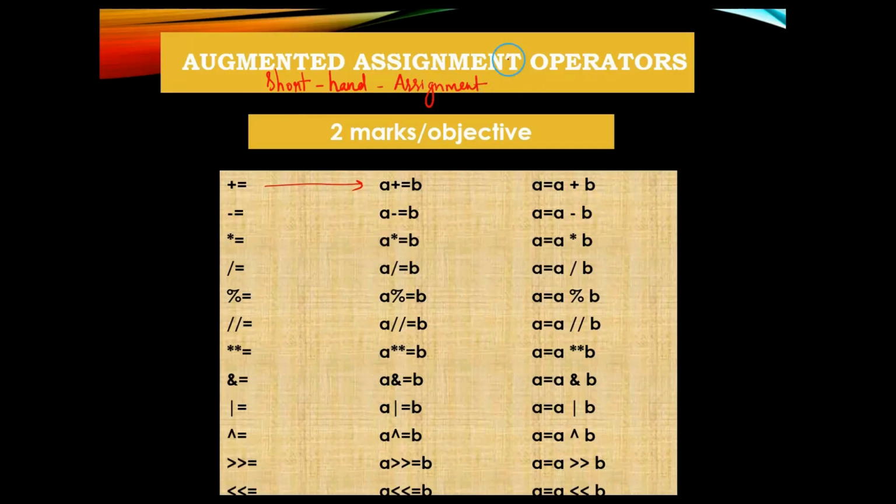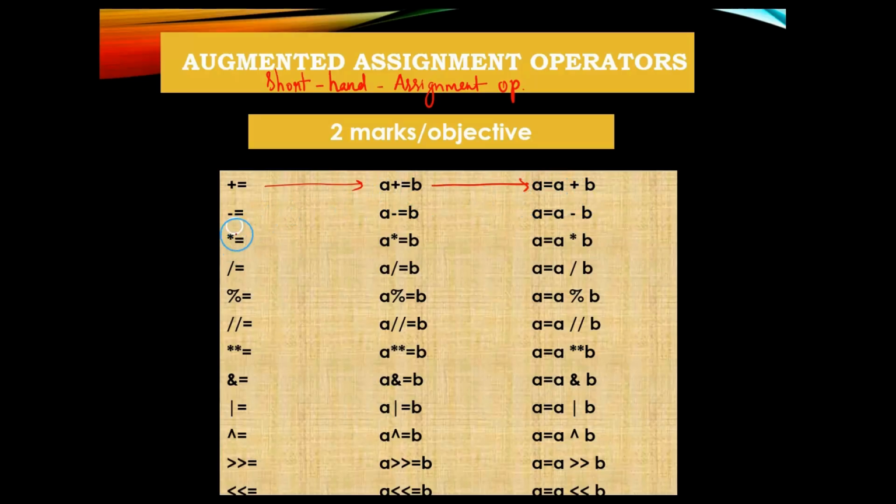So we can say it like this. This might be asked in the 2 marks or objectives. So this plus equal to can be written with the data as A += B. What is the exact meaning of this? That means A is equal to A plus B.